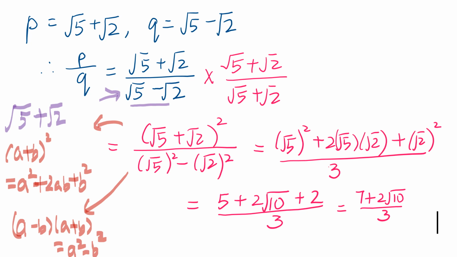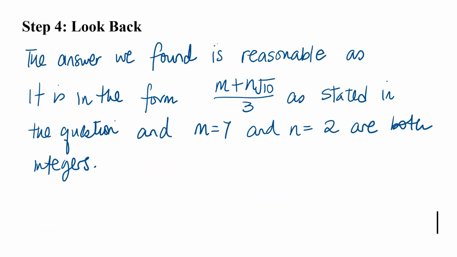That's not all, because we need to verify if the answer we get is valid. We don't want to work so hard and finally get the wrong answer, right? So how do we verify it? That's where we go to step 4. Step 4 is to look back, to check that the answer we found is reasonable.